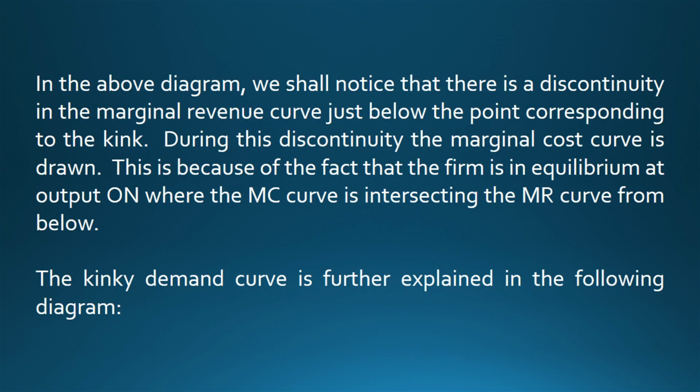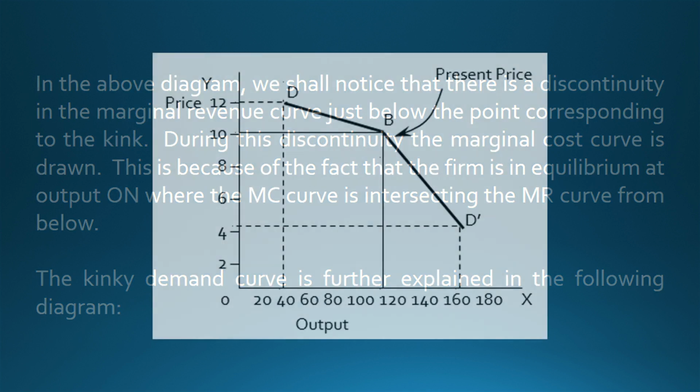In the above diagram, we shall notice that there is a discontinuity in the marginal revenue curve just below the point corresponding to the kink. During this discontinuity, the marginal cost curve is drawn. This is because the firm is in equilibrium at output ON, where the MC curve is intersecting the MR curve from below. The kinky demand curve is further explained in the following diagram.